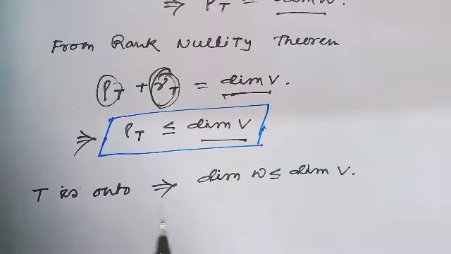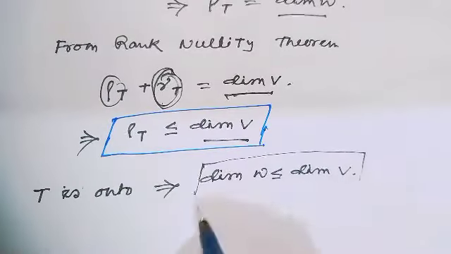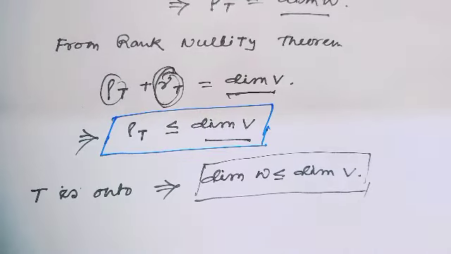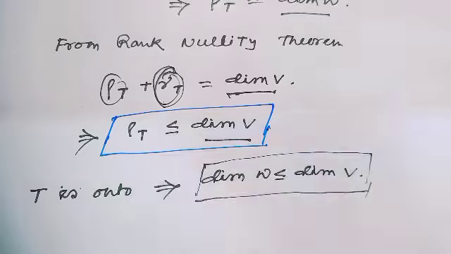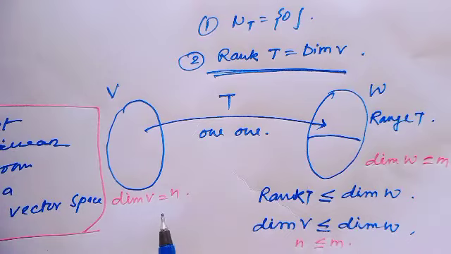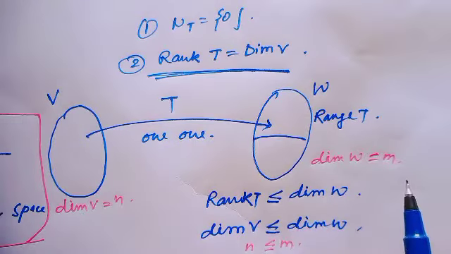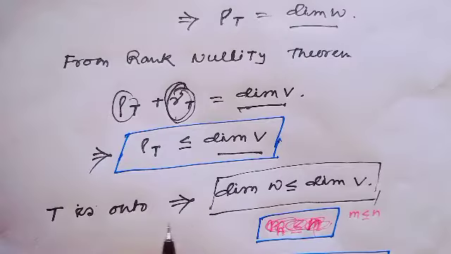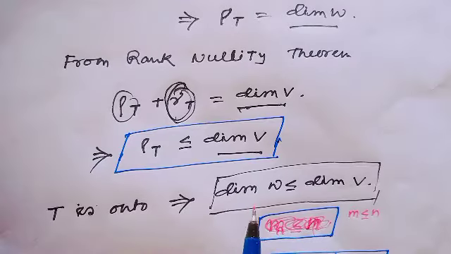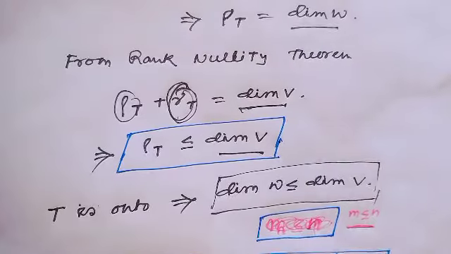So if T is onto, then that implies the dimension of W is less than or equal to the dimension of V. Are you getting the condition when T is onto? Since I have considered the dimension of V equal to N and the dimension of W equal to M, that means the linear transformation T is onto when the dimension of W is less than or equal to the dimension of V. That means M is less than or equal to N.